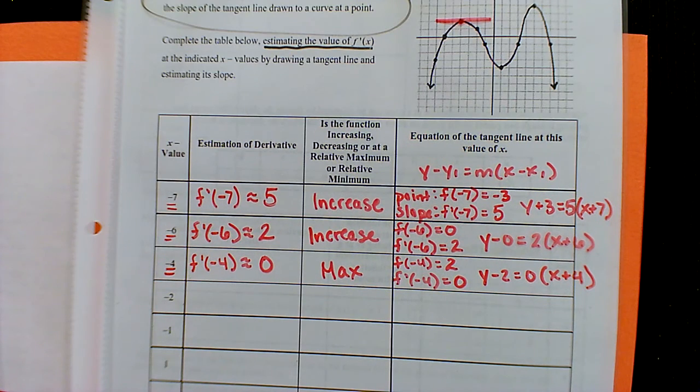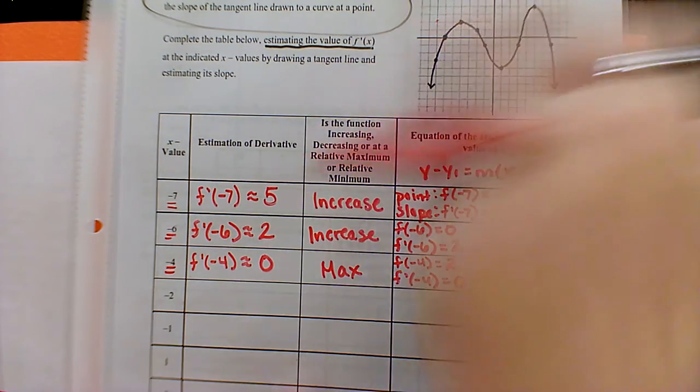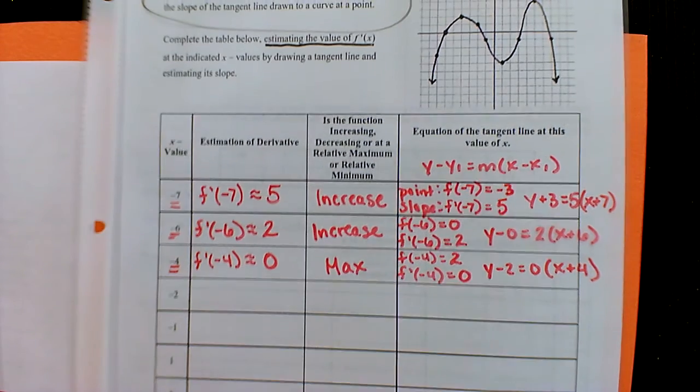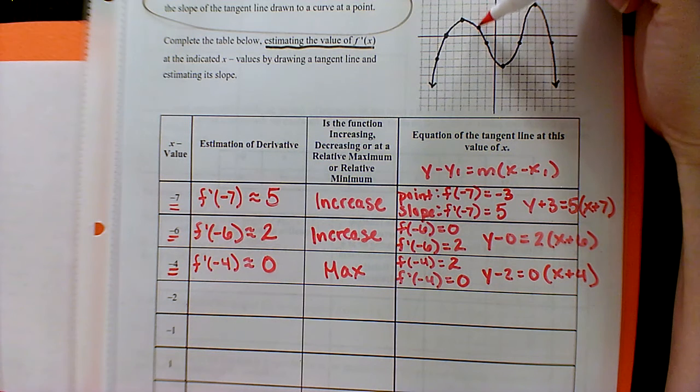How'd you guys do? Pretty good? All right, let's go on to the next one. We have -2. Go ahead and try to draw a tangent line, only touching once.